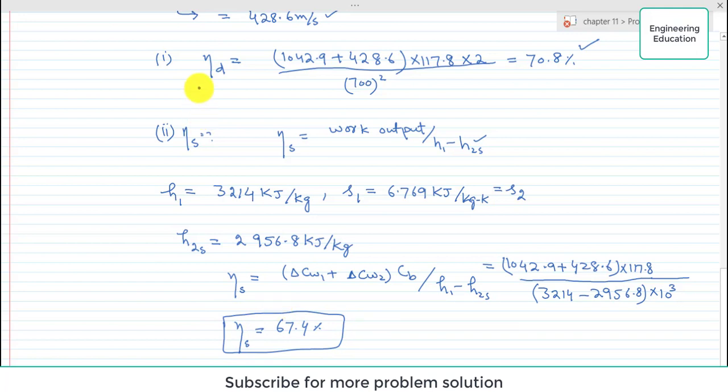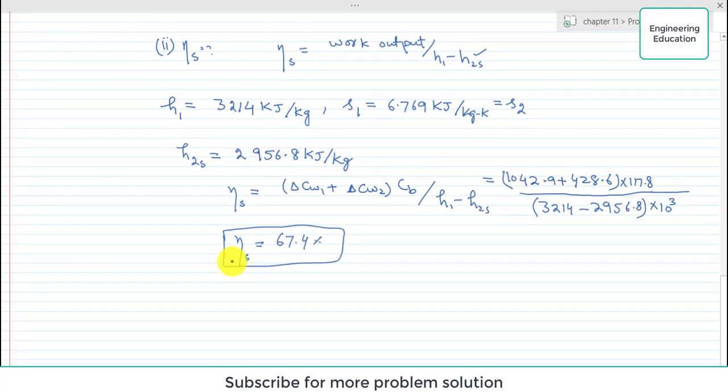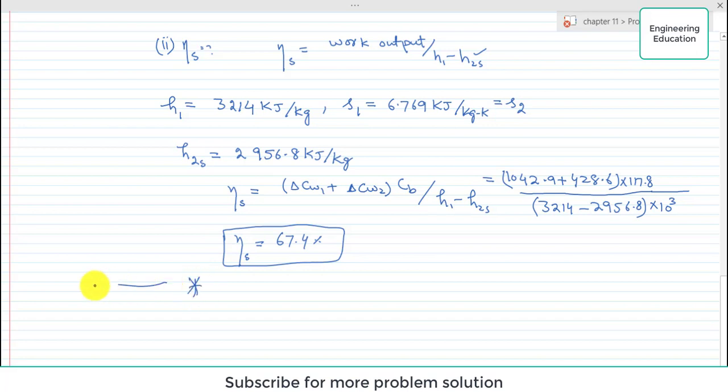We found the values of diagram efficiency and stage efficiency which was required in this problem. So this is the overall solution of problem 11.5.